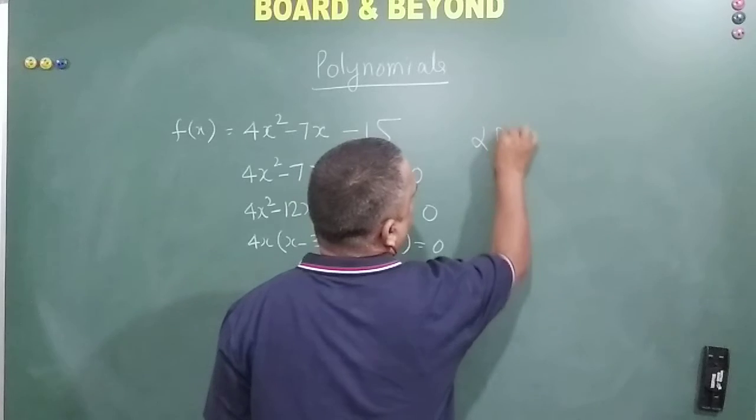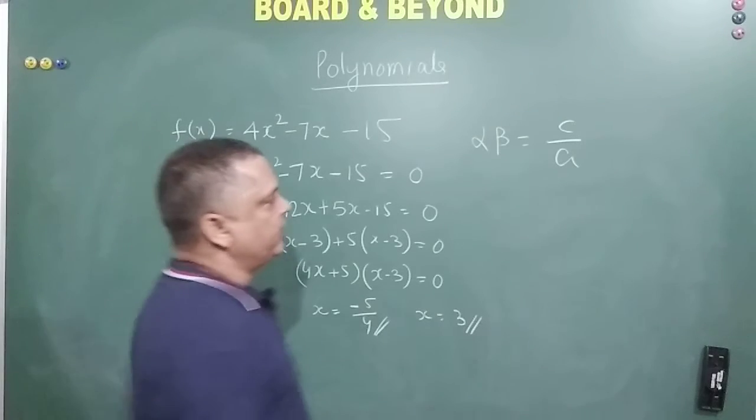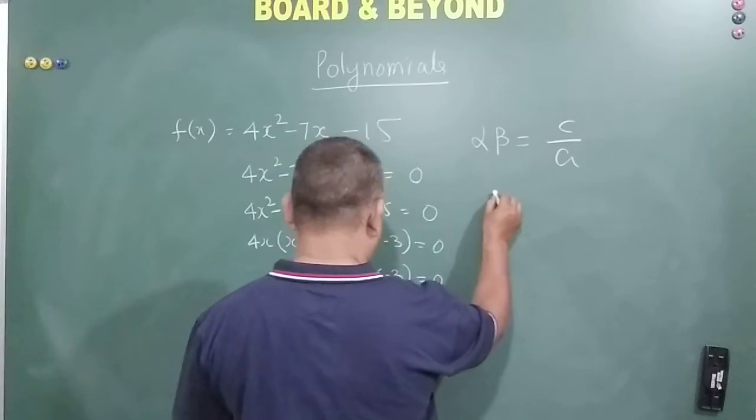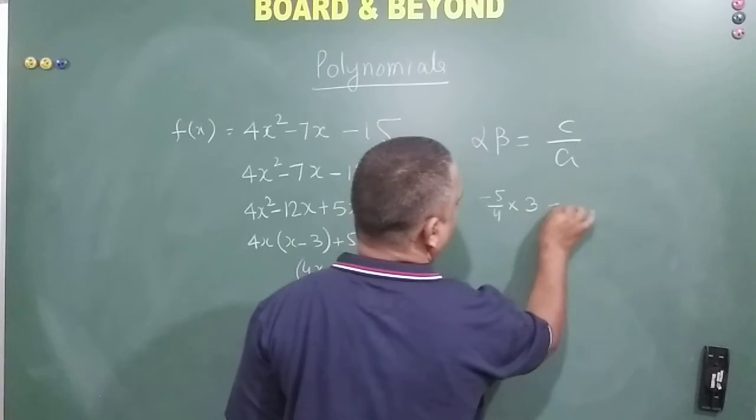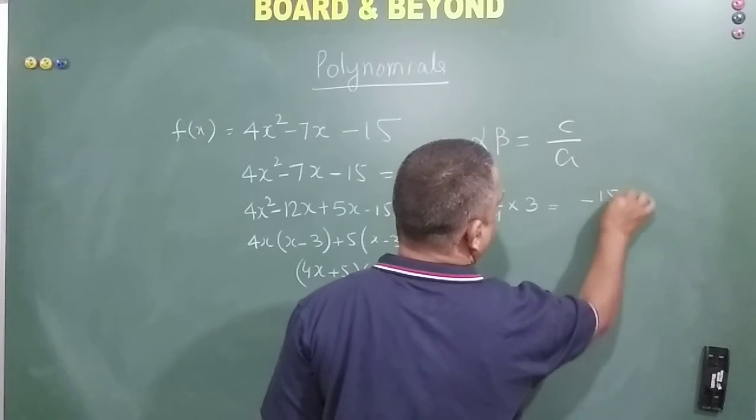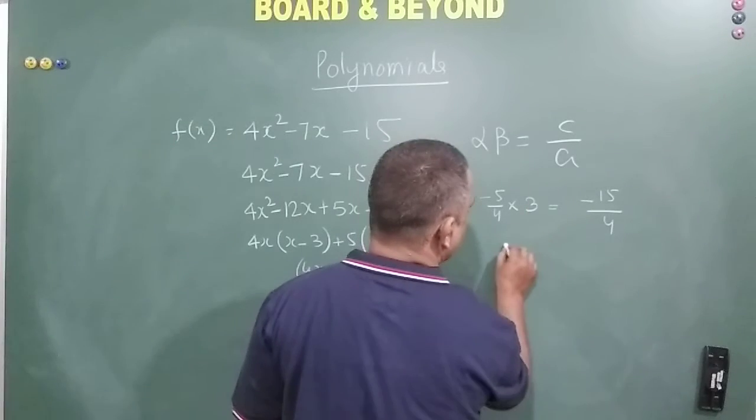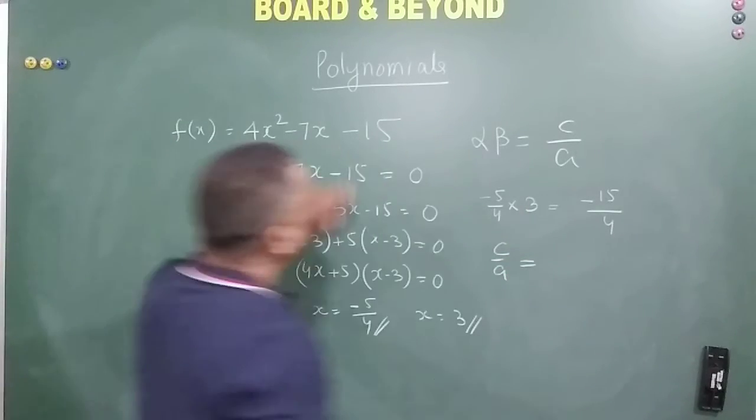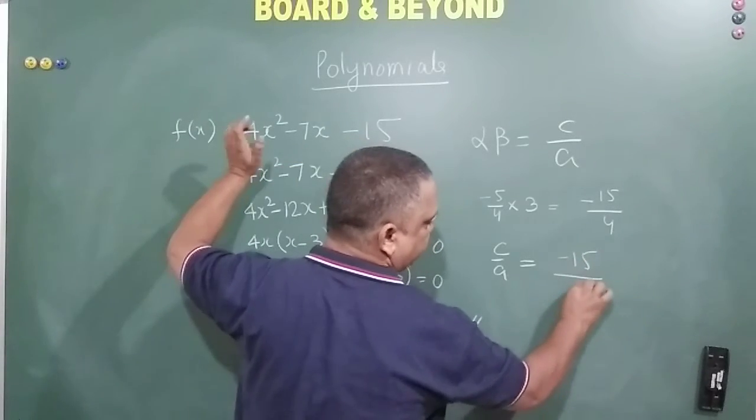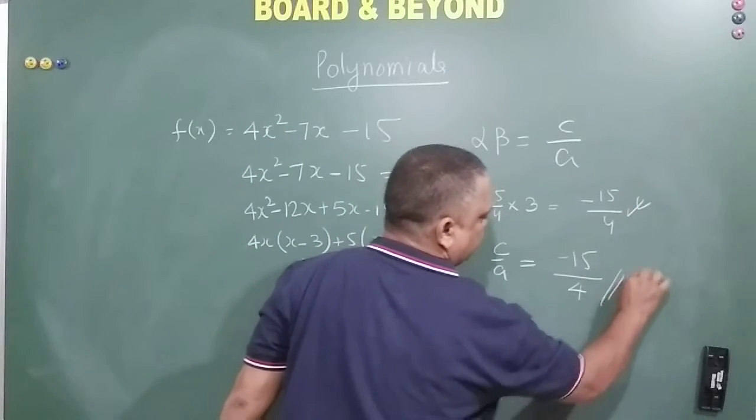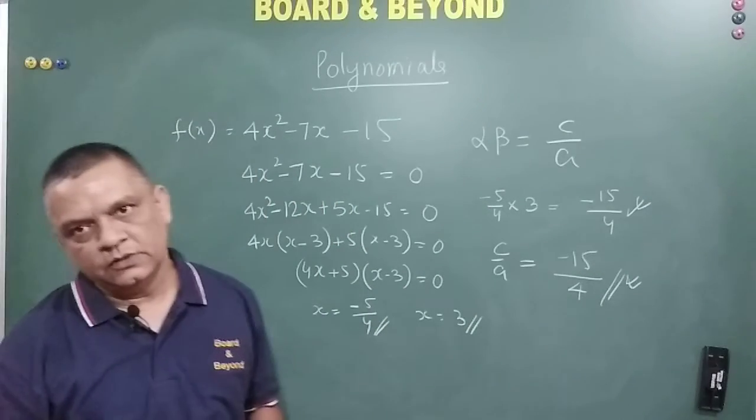So, alpha into beta is equal to c by a, from the quadratic polynomial derivation that we did in the last class. Okay. So, alpha is equal to minus 5 by 4 into beta is equal to 3. This leaves me with minus 15 by 4. Am I right? Now let us do c by a. C by a is equal to, c is how much? Look here my friends. C is 15 divided by a, which is nothing but 4. So have we verified that alpha into beta is also equal to c by a.